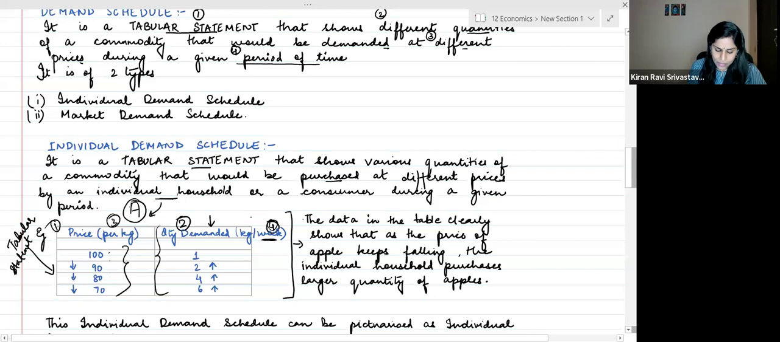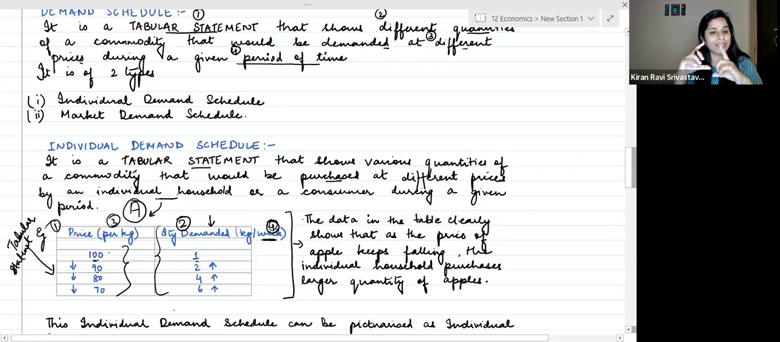So now you can see here, when the price is 100 per kg, 1 kg of apple is demanded in a week. This is for apples. If the price falls to 90 rupees per kg, then 2 kgs of apple is demanded by A during a week. It falls to 80, then A increases his consumption to 4 kg per week. And when it reduces further to 70, he consumes 6 kgs of apple in a week.